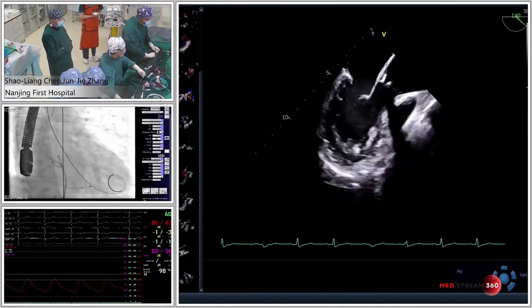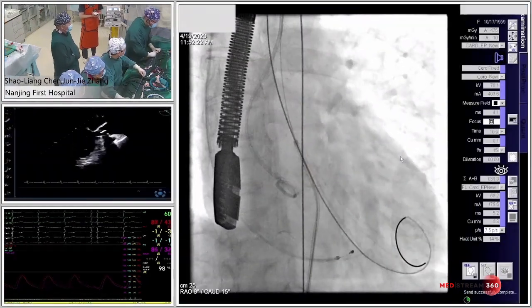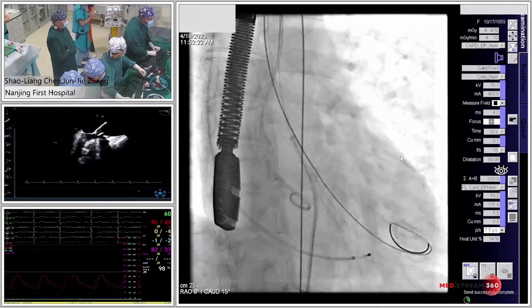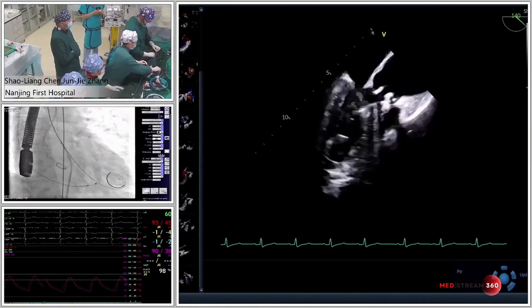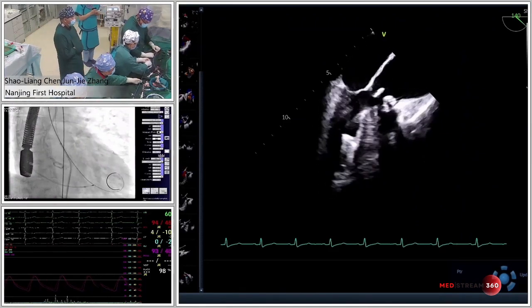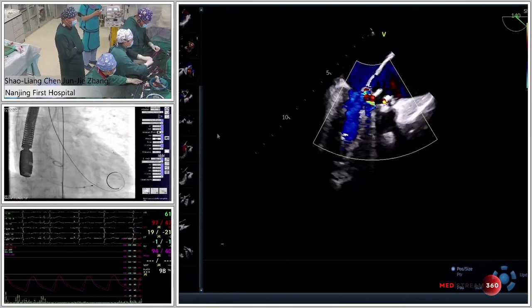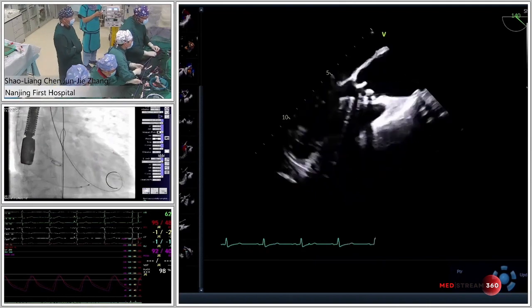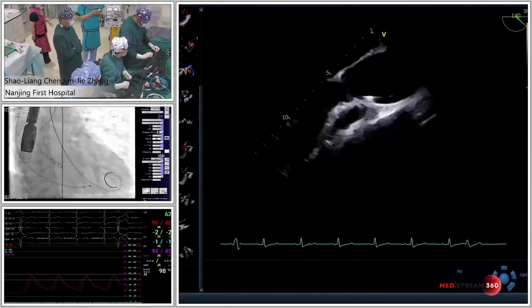Hold the wire, please. At this time, I think the wire is in the apex, yeah. I think quite a lot of resistance. Cannot. Yeah, we should remove the pigtail. Remove the pigtail. Yeah, I think so. We should remove the pigtail first.